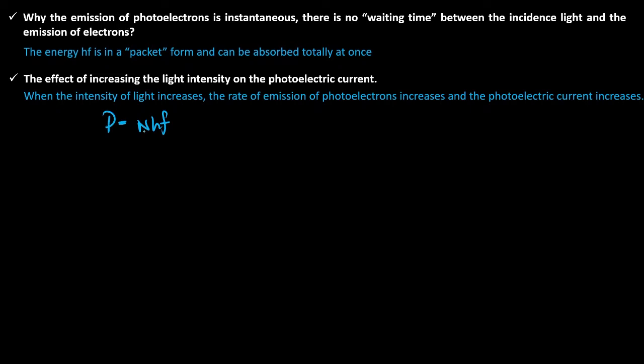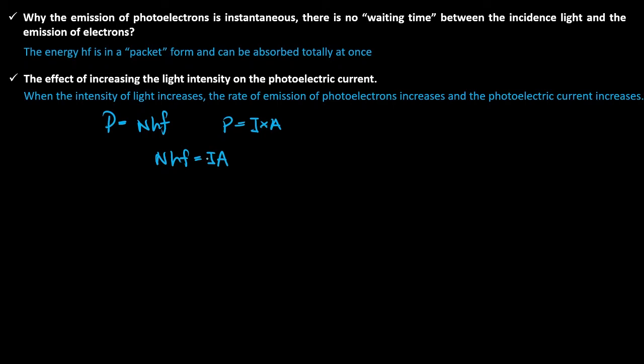So if you don't know this one, you can refer to the lesson that I posted on YouTube, and the link is in the description box. Okay, so P is equal to NHF, and we know that P is also equal to I times A. So when you equate these two equations, you will get that NHF is equal to IA.